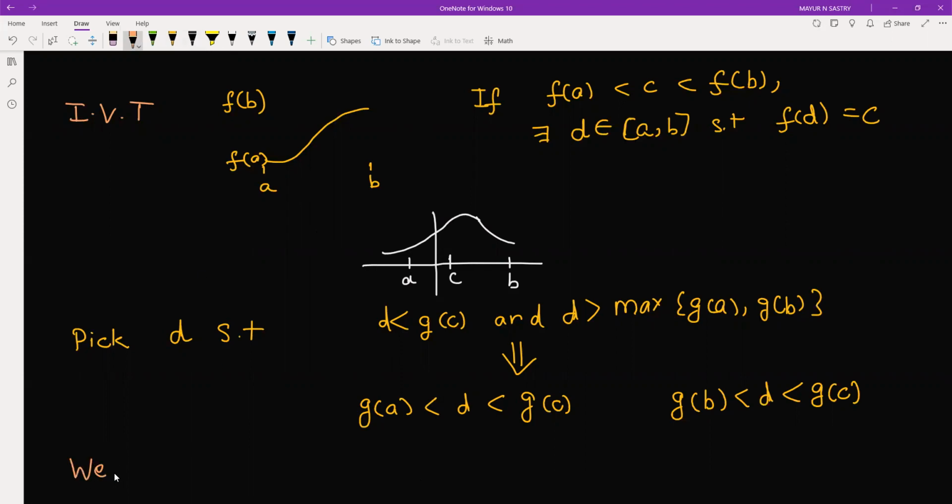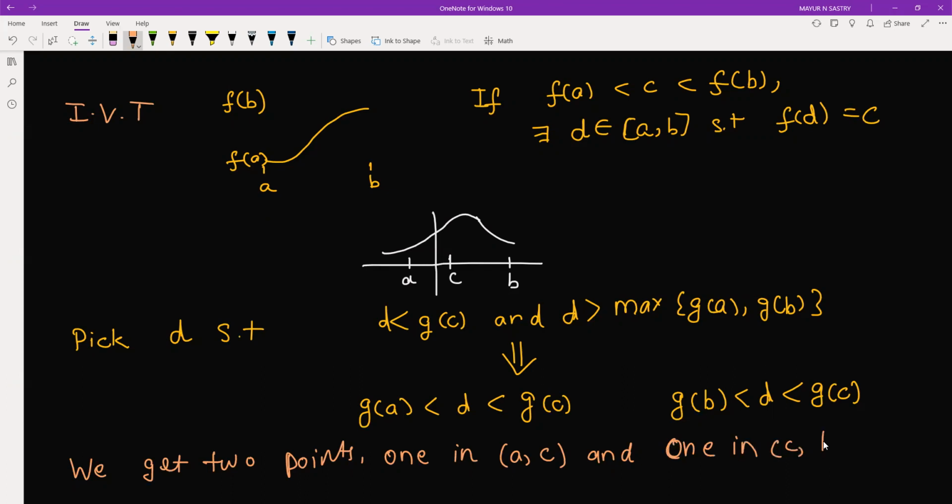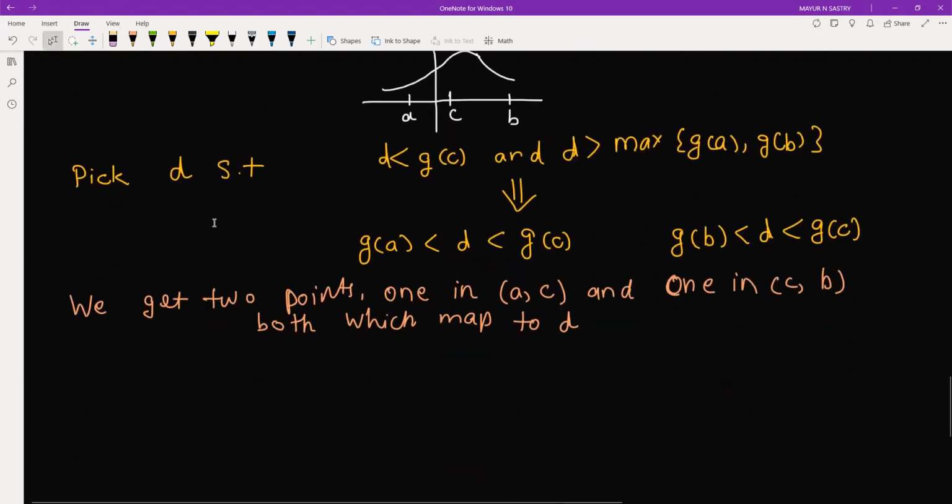So we get two points, one in A comma C, and another in C comma B, both of which map to D. And this contradicts that G is 1 to 1.